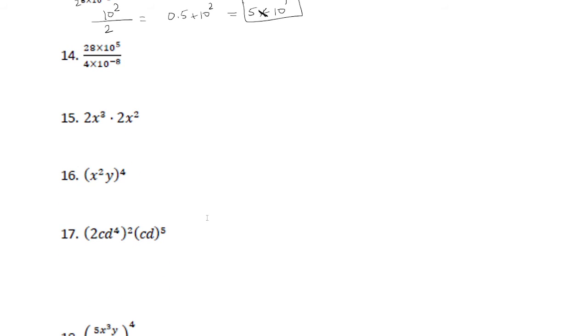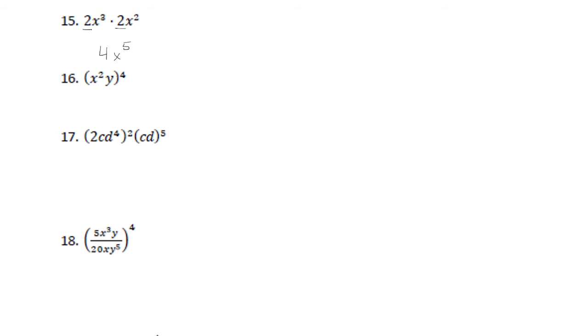14, same idea. We do 28 divided by 4. That's going to be 7. And then we do 5 minus negative 8 is 13. So this will be 7 times 10 to the 13th power. Okay, 2x cubed times 2x squared. 2 times 2 is going to give us 4. X cubed times x squared, just add and get x to the 5th.